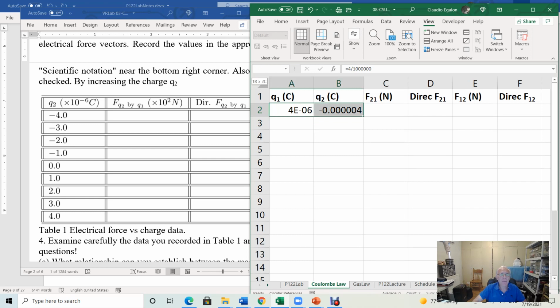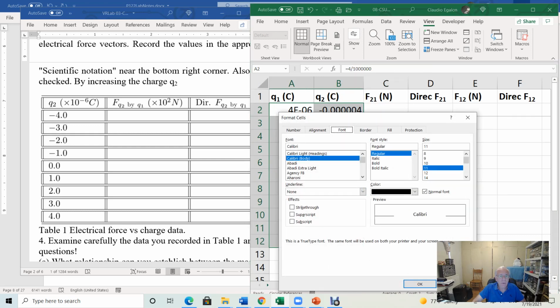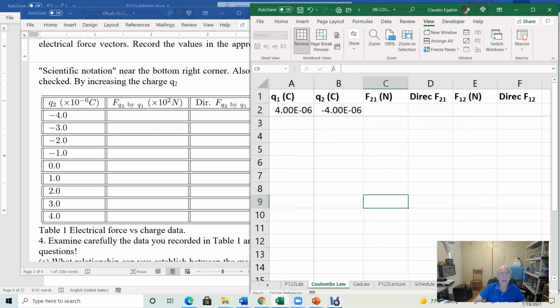I prefer the exponential for numbers less than 1,000. Okay, I prefer the scientific notation, so let's do that. Format, number, scientific, like that.